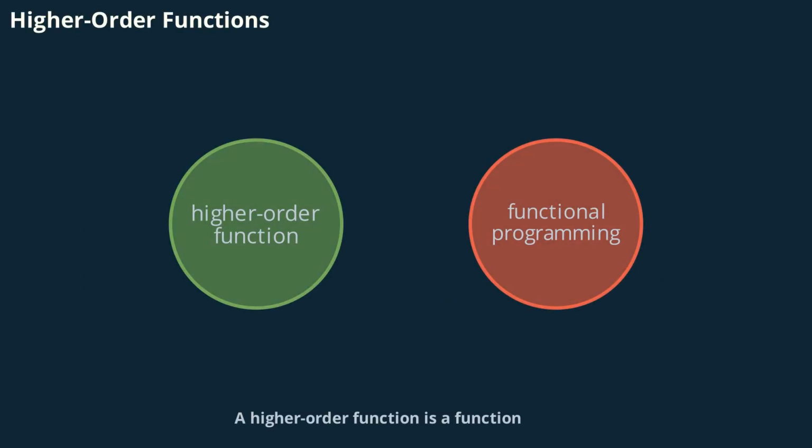A higher-order function is a function that takes another function as a parameter, returns a function, or does both. This is a key feature of functional programming in Kotlin. Higher-order functions let you write more flexible and reusable code by abstracting common patterns and behaviors. They're widely used in Kotlin's standard library, especially for collection operations like map, filter, and reduce.